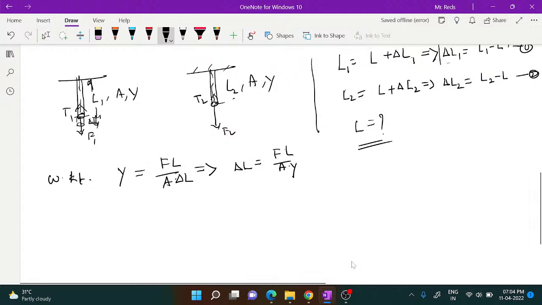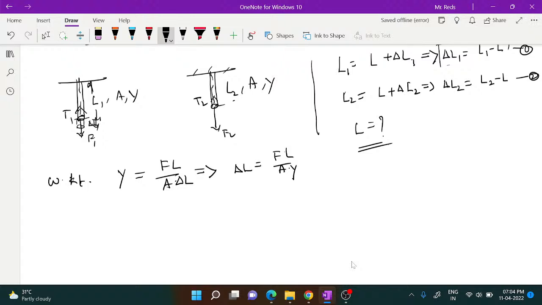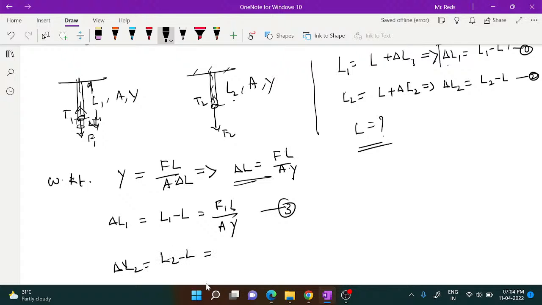So in the first case, the extension produced is L1 minus L. That can be taken as delta L1, which is equal to L1 minus L. This extension is produced when the tension is F1. So here in place of F you have to take F1, and the original length you take as L only, and area is same, Young's modulus is also same. Let's take this as equation 3. Then delta L2 can also be expressed as L2 minus L, which is equal to, here in place of F we have to take F2.